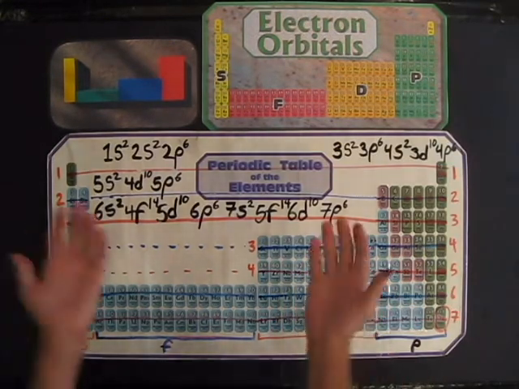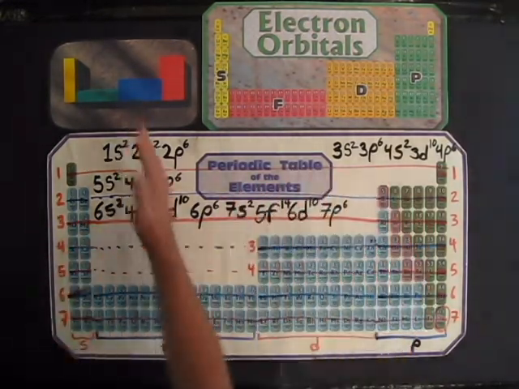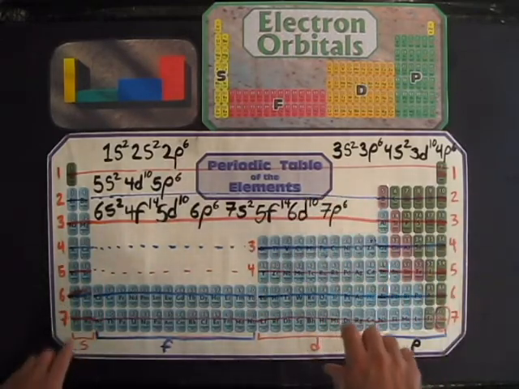So that's how you do one of the hardest electron configurations. Anything else is shorter, anything else is less than this. Okay, here's your example.